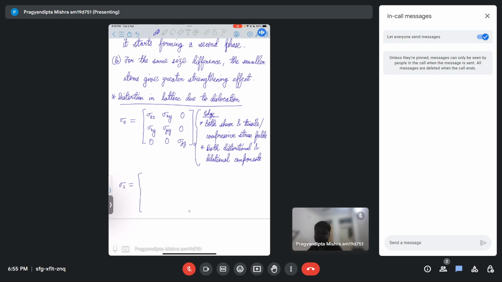The stress field for screw would look like all the components that the edge does not have. So all the components that edge has will become 0, but whatever edge does not have will become non-zero. So in screw, essentially we have only shear stress field and therefore only distortional component.